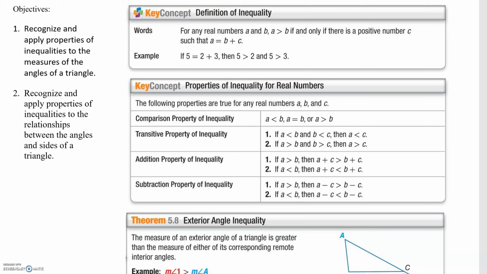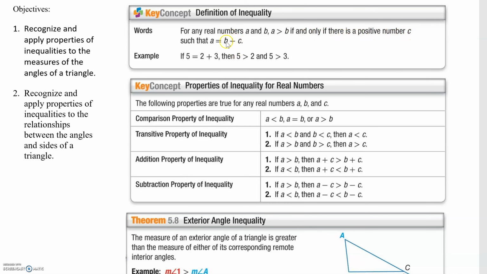Right, in lesson 5.3, we are going to recognize and apply properties of inequalities to the measures of angles of a triangle. We're also going to recognize and apply properties of inequalities to the relationships between angles and sides. So for any real numbers a and b, a has to be greater than b if and only if there is a positive number c.